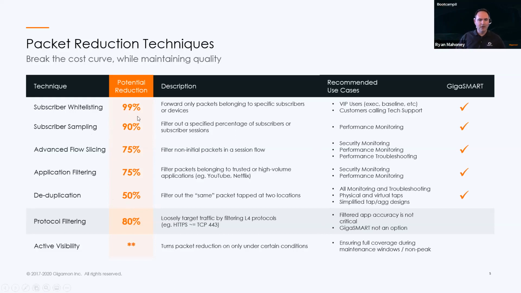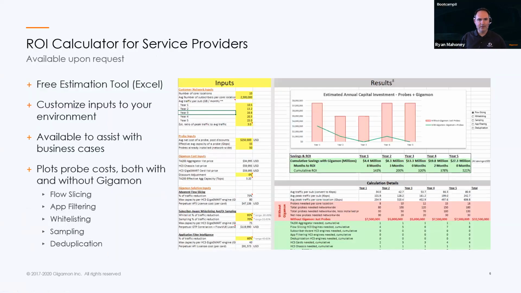Some of these are a little more prescriptive, such as advanced flow slicing: if you turn it on, you're going to get 75% reduction, most likely somewhere in that neighborhood. Versus if you turn it off, it's not super configurable. We'll talk about why that's true when we get to that section. And then active visibility is one of our complementary technologies, and we'll talk about that even though there's not a specific reduction amount associated here. Okay, let's go through some of these different techniques.